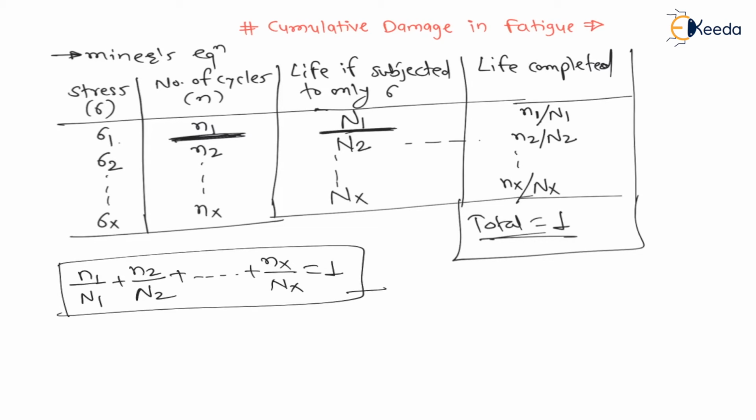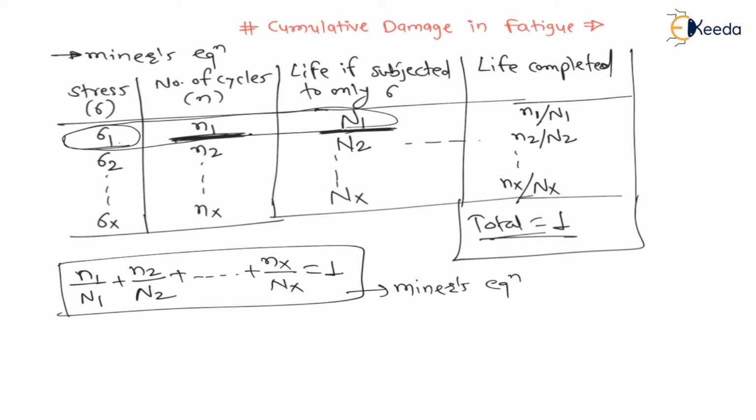This is called Miner's equation. This is called Miner's equation, used for cumulative damage in fatigue, right? Where small n1 is the number of cycles for which stress sigma 1 is acting. Capital N1 is the life of the component if the component is subjected to only sigma 1, right? Therefore, this is called Miner's equation.